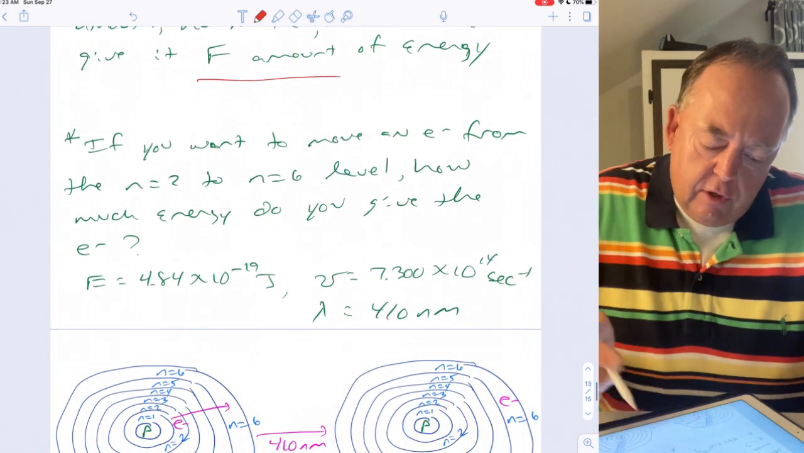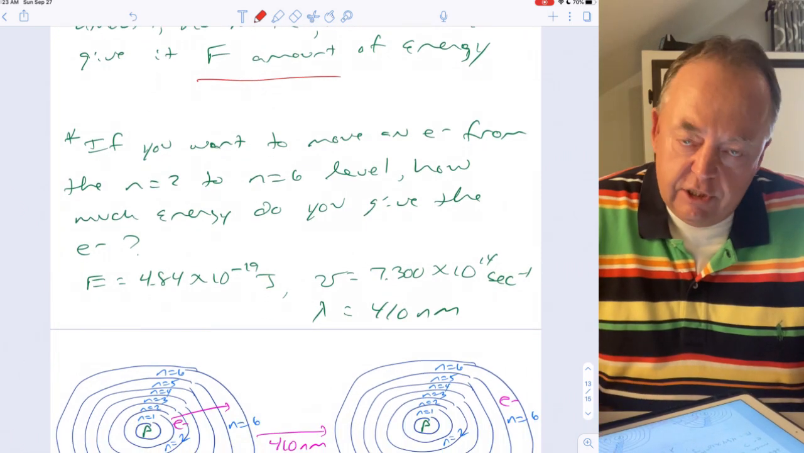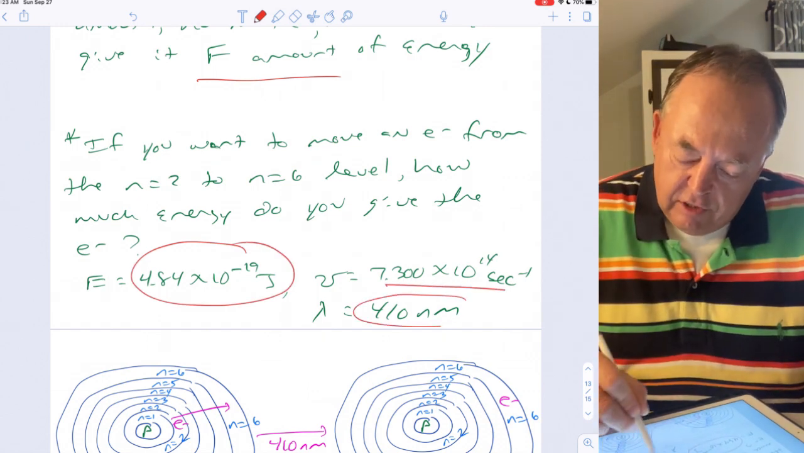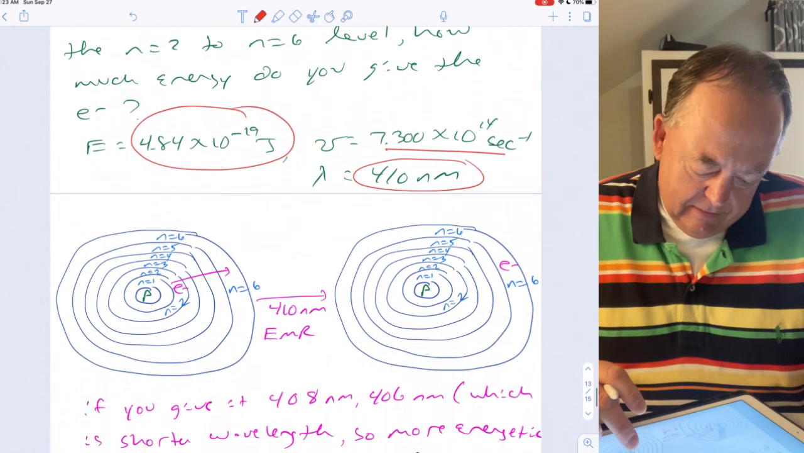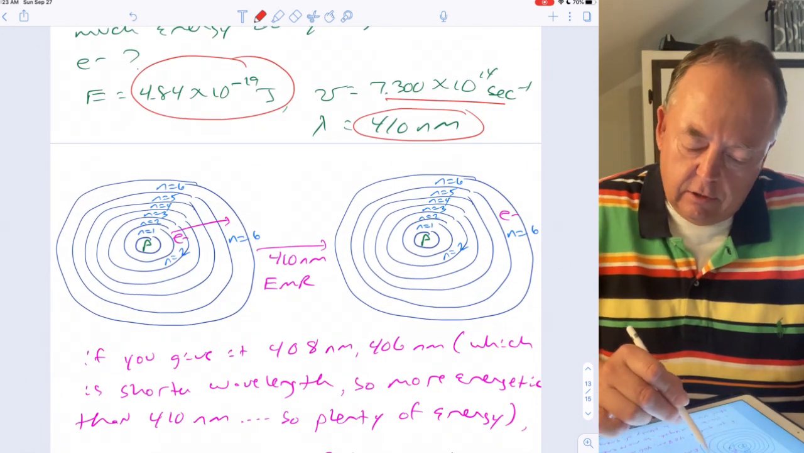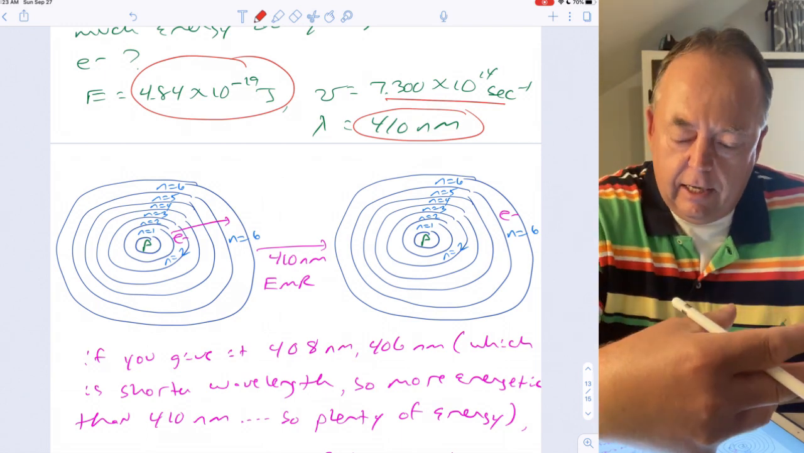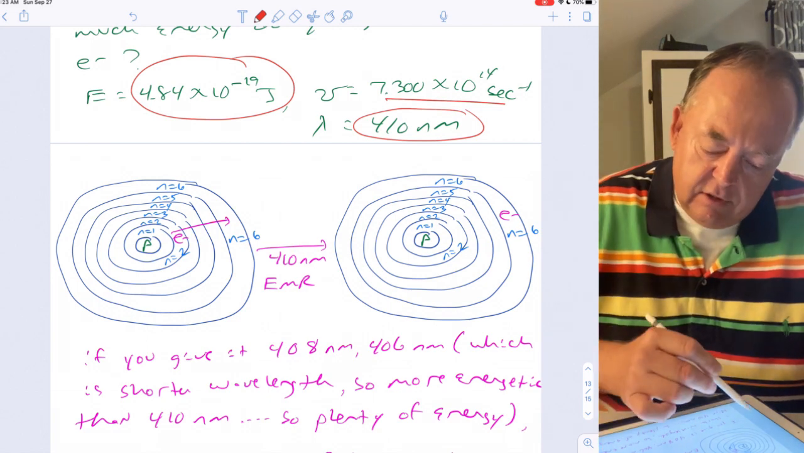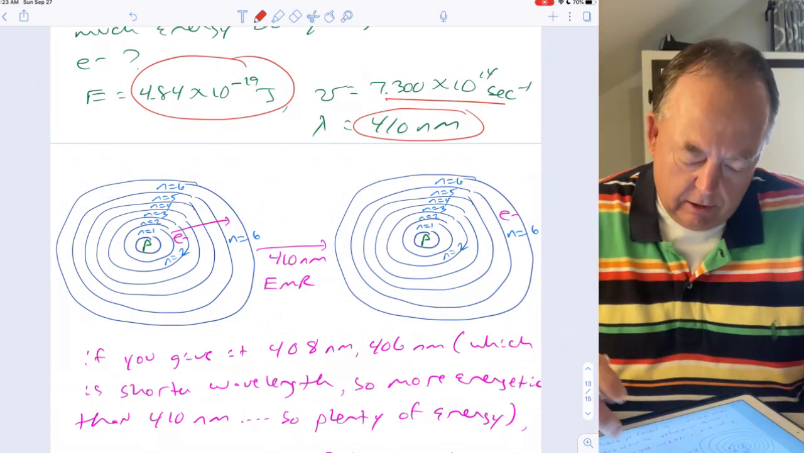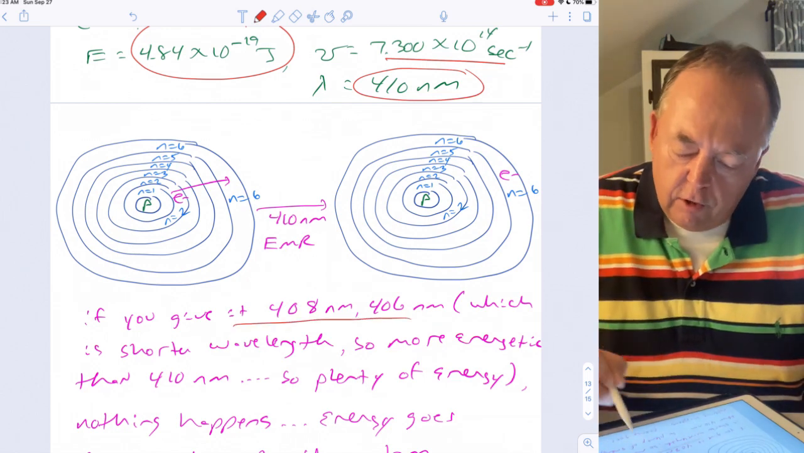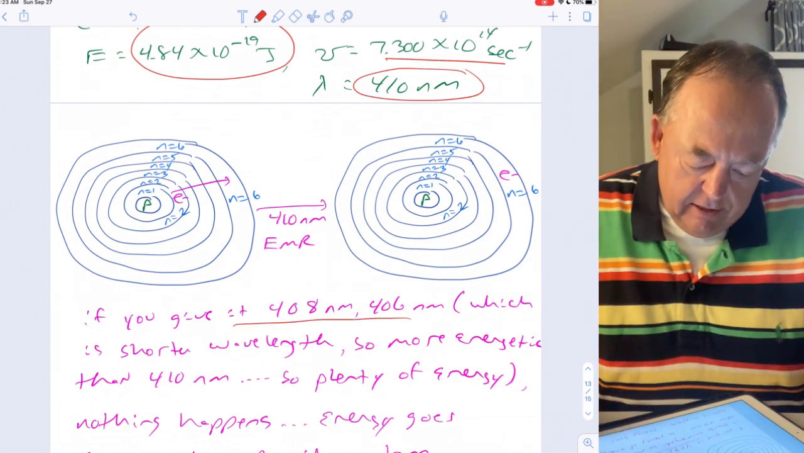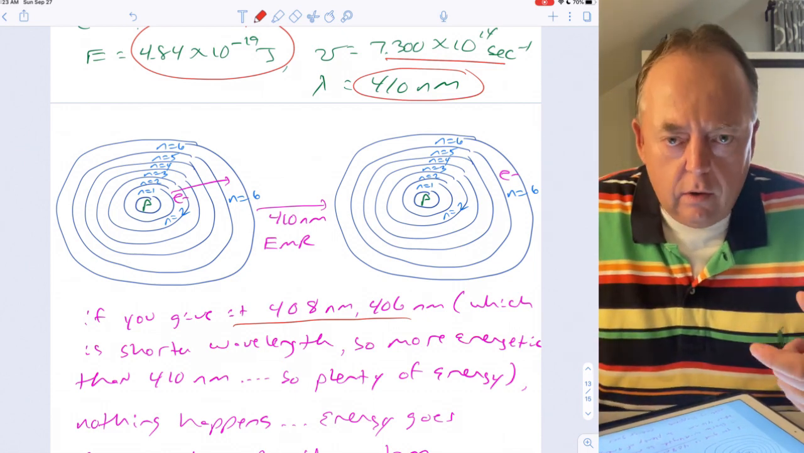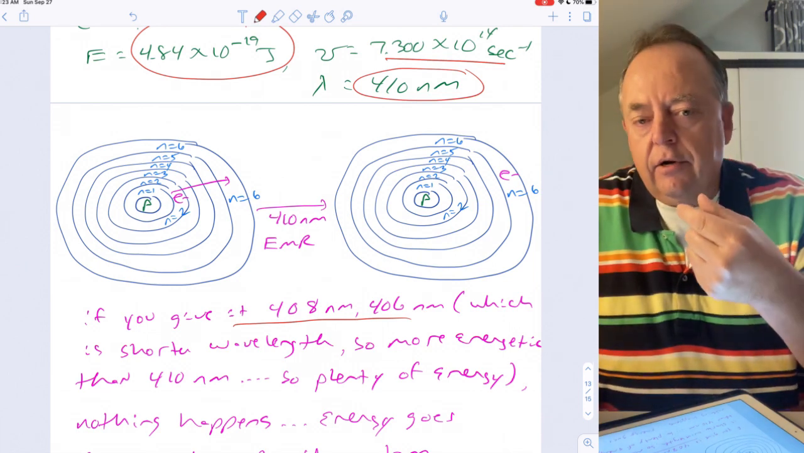So if you want to move an electron from the 2nd to the 6th shell, how much energy do you have to give it? You have to give it that much, right? We calculated this earlier, which is that frequency, which is 410 nanometer light. So to move the electron from the 2nd shell to the 6th shell, you have to give it 410 nanometer light. Once it's in the 6th shell, if it wants to move back down to the 2nd shell, it would have to emit 410 nanometer light. So if you gave the electron 408 or 406 nanometer light, that's shorter than 410. Is that higher or lower energy? That would be higher energy, right? Because shorter wavelength is higher energy.